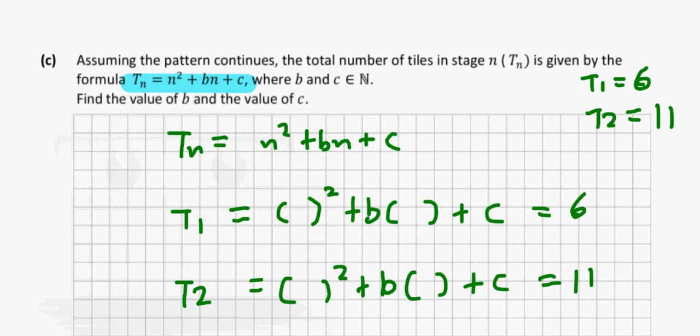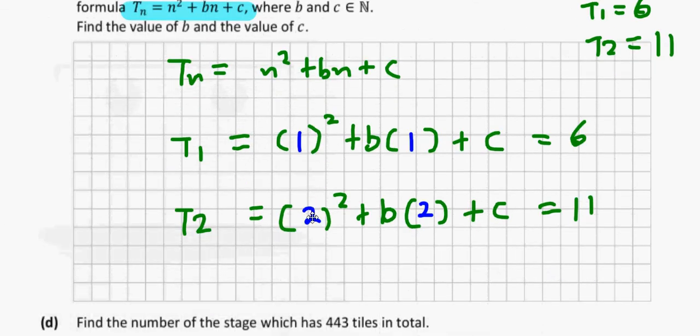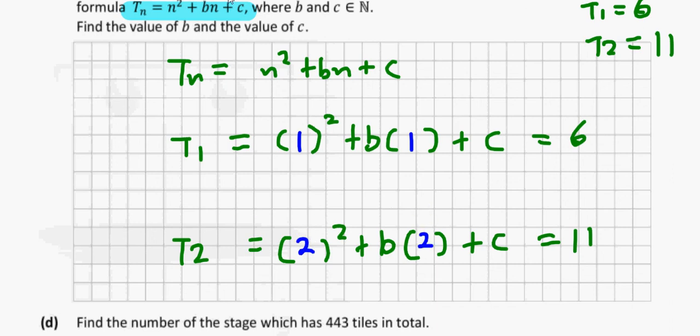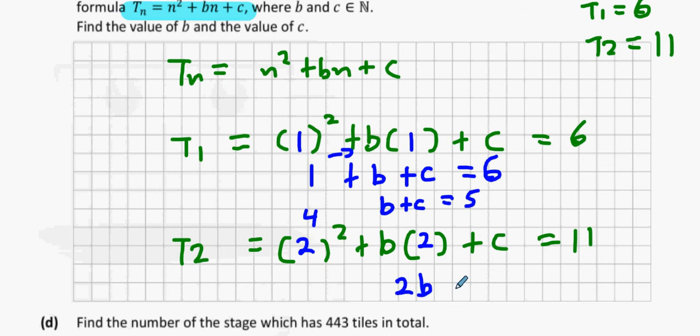Alright? So that's 1, 1. That's 2, 2. Now what happens next? T3 would also work. Exactly, yeah. So here's what we're going to do now. That's 1, that's B, that's C, and that's 6. Bring the 1 over the other side, what happens? B plus C equals 5. And that's 4. So what do we have this time? 2B plus C. Bring the 4 over the other side, what happens?